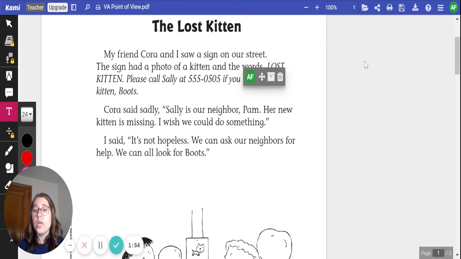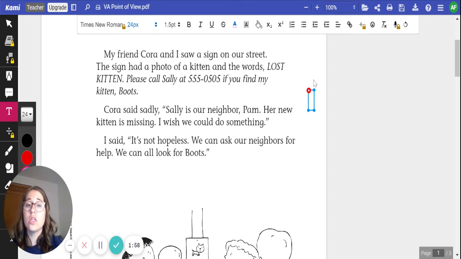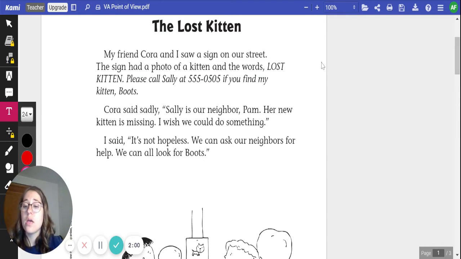All right. We are going to figure out the point of view for some of our characters today in our story called The Lost Kitten. I'm going to go ahead and read this out loud. Please follow along with your finger. If you would like to read out loud with me, you may do that, or you may follow along quietly in your head.